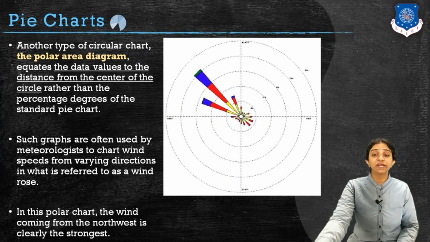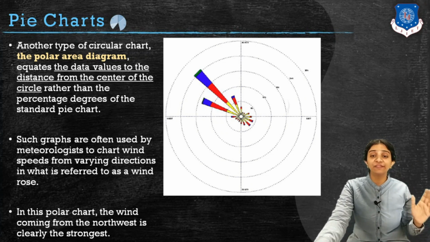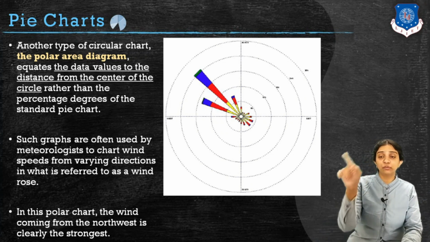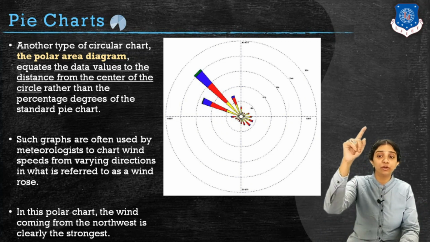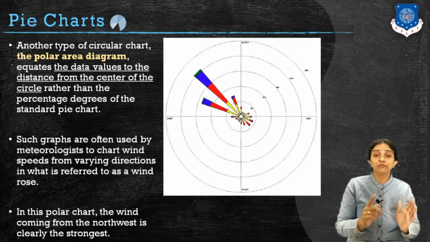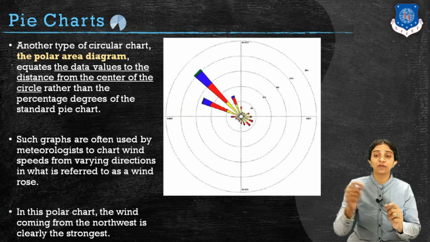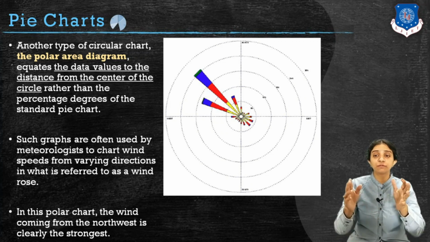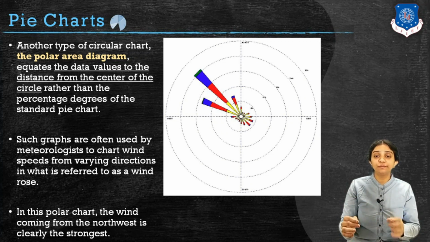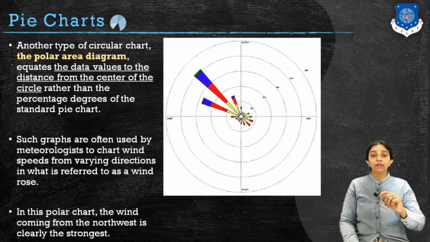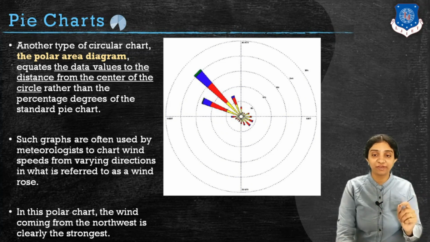In this polar chart, the wind coming from the northwest side is the strongest. Actually, over this circle, the top is north, the bottom is south, towards the left is east, and towards the right is west. And the wind coming from all directions at a particular location is denoted by a rose diagram, the wind rose diagram.